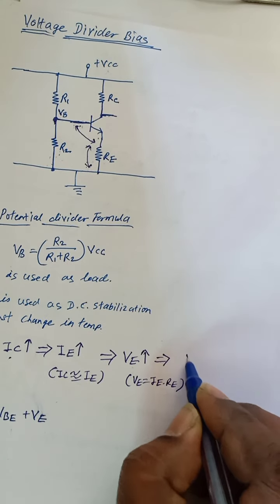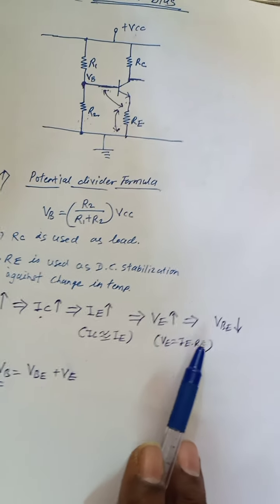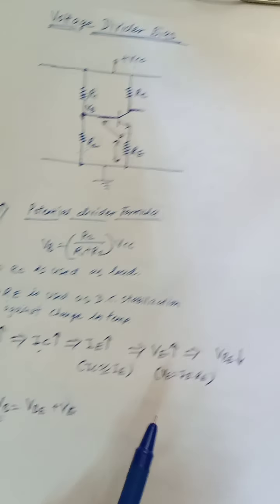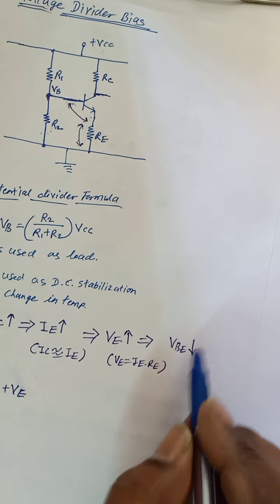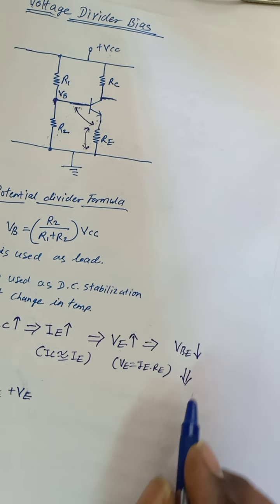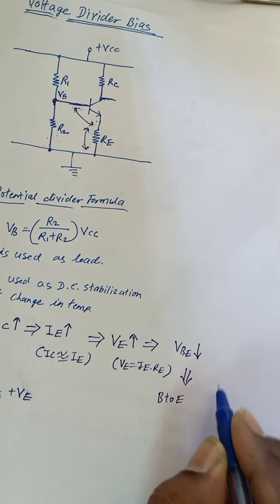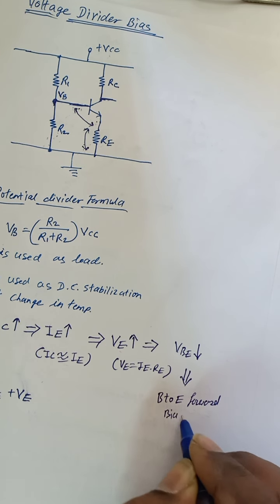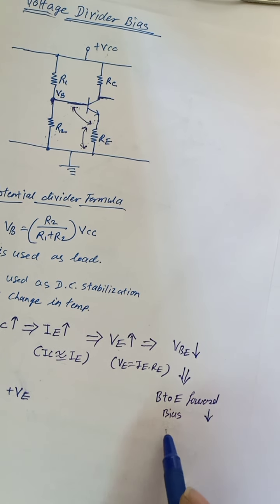So we can write here VBE decreases. Okay, so we continue this sequence up to here. As this VE increases, VBE decreases. As this VBE decreases, it means the base to emitter forward bias decreases. Base to emitter forward bias decreases.